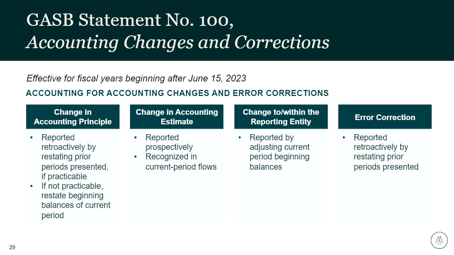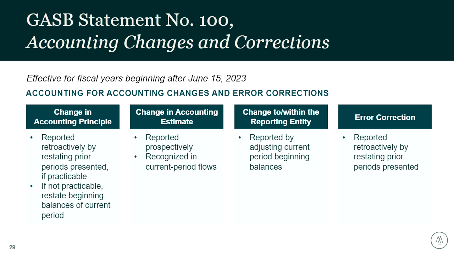GASB Statement number 100, accounting changes and corrections. This is effective 6/30/24, 9/30/24, and then 12/31/2024. So there may be a few of you that still need to adopt this for 12/31 year ends. This standard made a few updates from the existing guidance that was brought over from FASB.